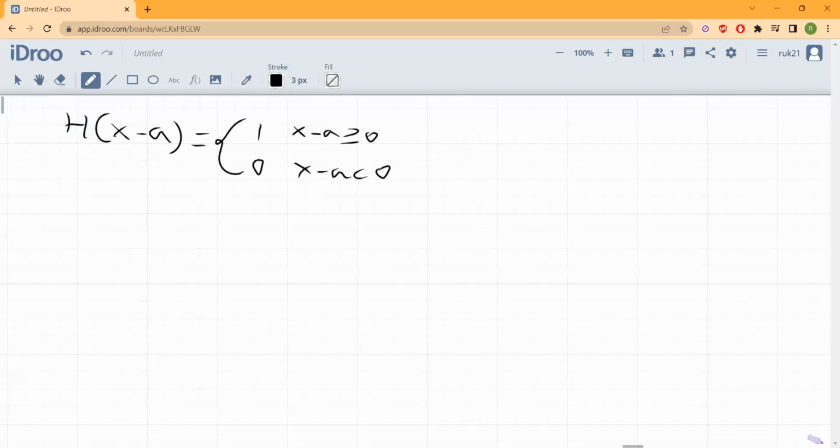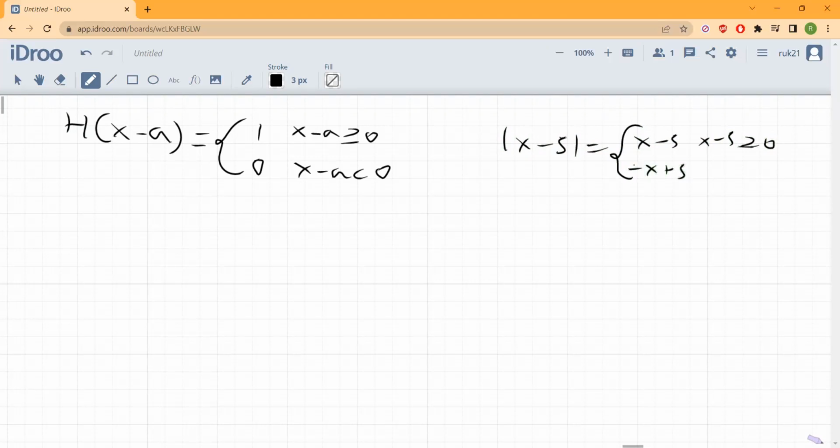So for instance, if we had the absolute value of x minus 5, then this would be defined as x minus 5 when x minus 5 is greater than or equal to 0, and negative x plus 5 when x minus 5 is smaller than 0. And then you can simplify it. So here you could just see that x is greater than or equal to 5, or x is smaller than 5.